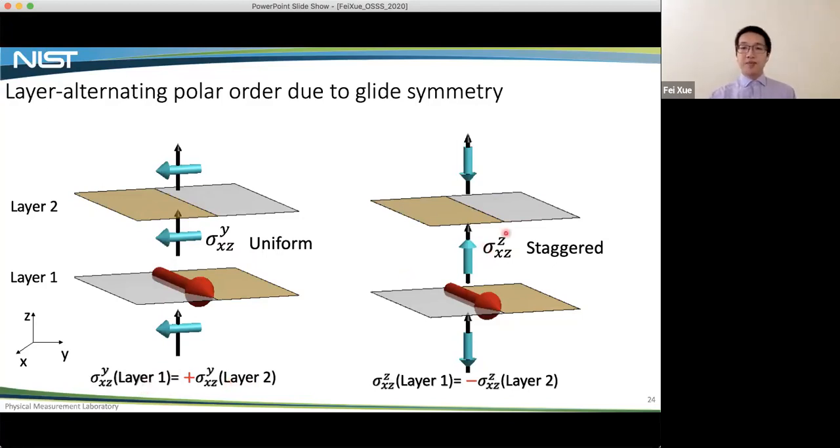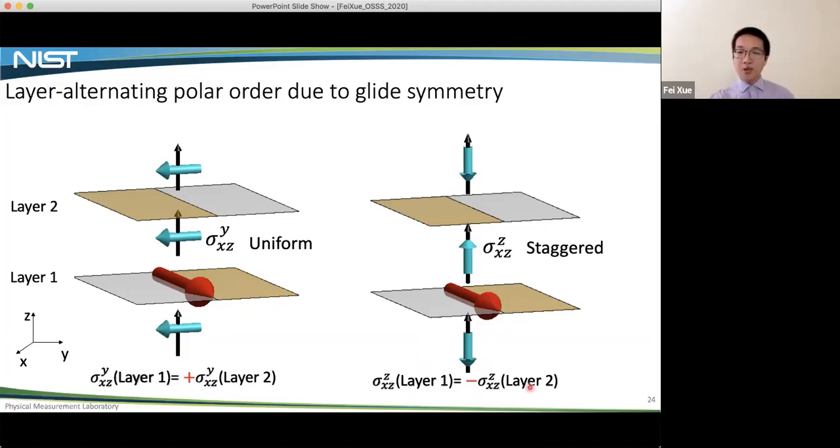So we have a uniform position-dependent spin Hall conductivity. But for this out-of-plane, unconventional ZXZ component, where the spin polarization and spin flow direction are along each other, it will be staggered because the glide symmetry actually forbids the total spin Hall conductivity in the bulk. So we must cancel that. They arrange themselves to be staggered to cancel the total spin Hall conductivity. Between layer one and layer two, and between layer one and the other layer two, we have the opposite sign of the spin Hall conductivity.